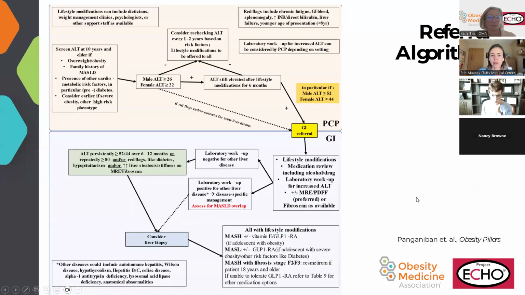This is a referral algorithm. It's a little busy, but you'll have access to these slides afterwards. This is from an open access paper in Obesity Pillars that I helped write with a few of my colleagues in the OMA earlier this year. So I think it just sort of says a lot of things that I just mentioned to you, but it's helpful if you want to incorporate this into your own referral patterns.